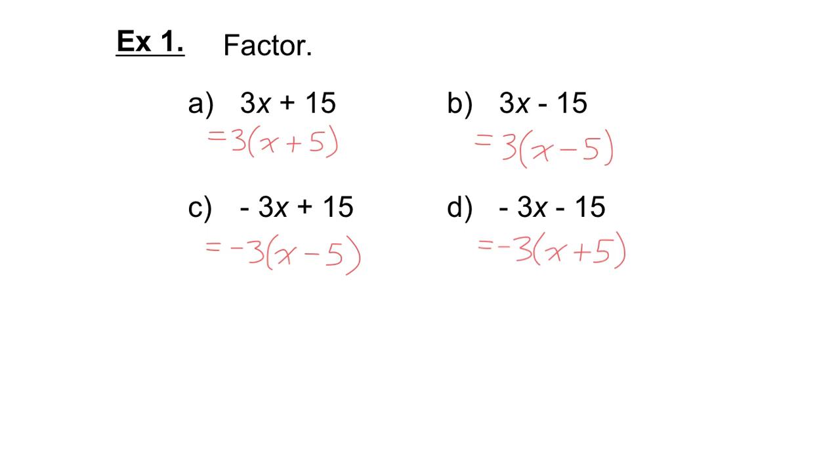Now, if you had trouble, it was probably with these last two, and it's because of that minus sign in front. If minus 3 is the greatest common factor, I have to multiply it by x minus 5, because negative 3 times positive x is minus 3x, and negative 3 times minus 5 is plus 15. Likewise here, negative 3 times x is negative 3x, and negative 3 times positive 5 is negative 15. So pay attention to your plus and minus signs as you go through the process of common factoring.